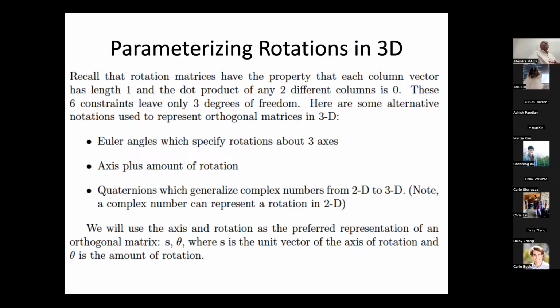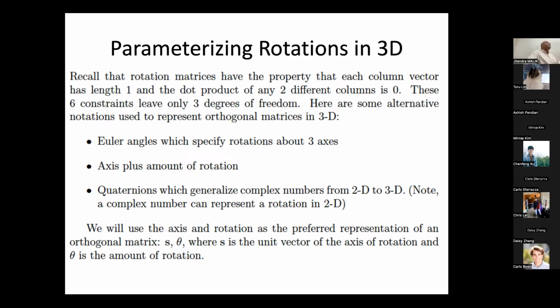How do we parameterize rotations in 3D? There are a zillion different ways. The original version was Euler angles, because Euler was the mathematician who first understood rotations properly. The one that I like, the most intuitive way to think about rotations to me, is that there is an axis of rotation, and then there is some amount of rotation.